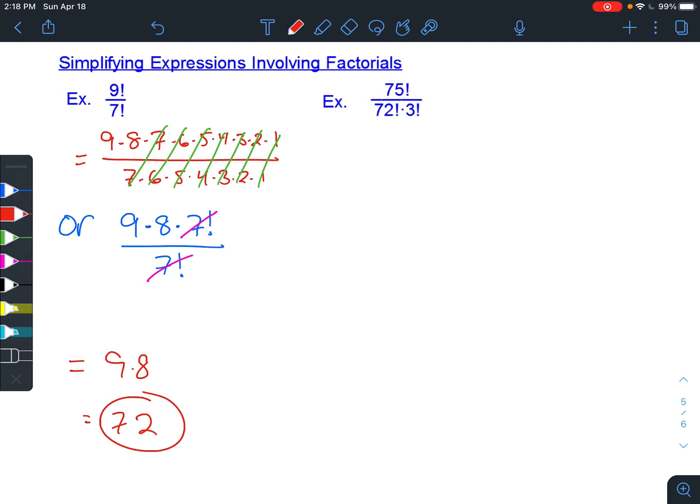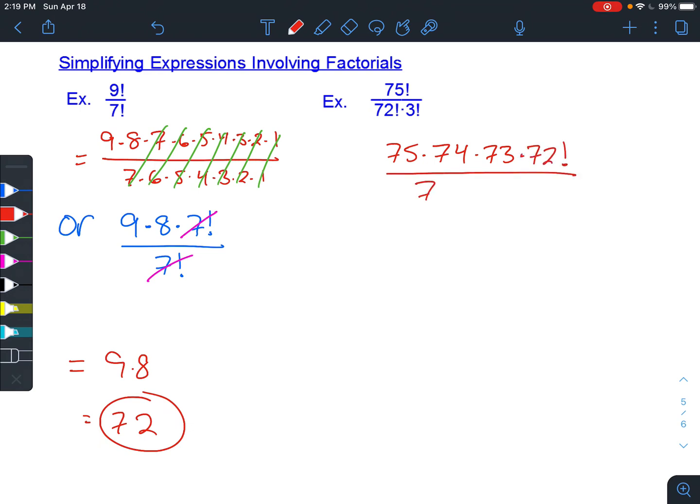All right, let's take the nastier situation on the right there with a 75. Now I'm definitely not going to write 75 all the way down to 1. What I can do though is say, hey, I've got a 75 on top, and that's clearly the biggest number in the whole problem, and I've got that 72 on the bottom, which is fairly close. So what I'm going to do is take my 75, break it into 74, 73, and instead of going 72 all the way down to 1, I'm just going to leave it as 72 factorial.